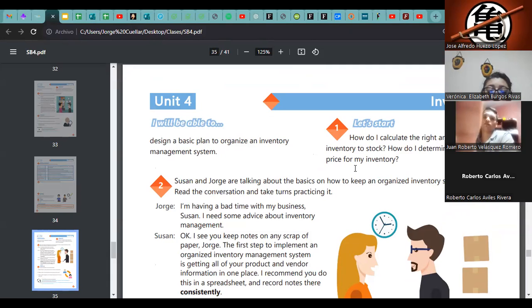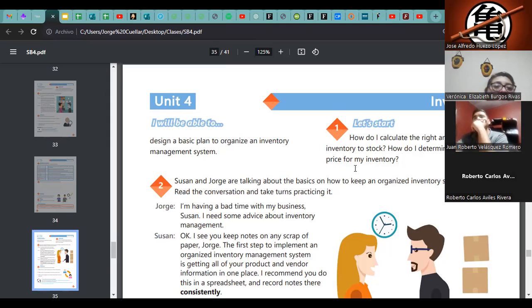And in number one, the question says, how do I calculate the right amount of inventory to stock? Ah, that is a very good question. What do you believe? How can you calculate the right amount of inventory to stock? What do you think? I think it depends on the quantity, the deliveries that are necessary, sending per day, per week, and per month. Okay, yeah, that is a very good method that you are going to be able to identify the forecast on what you are going to sell, right? And then check it out.